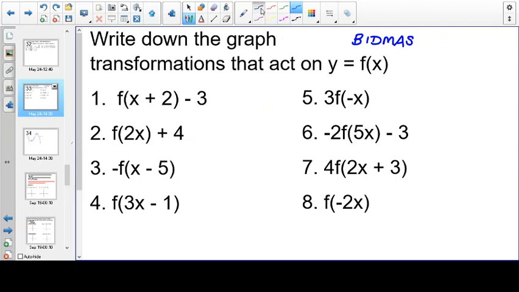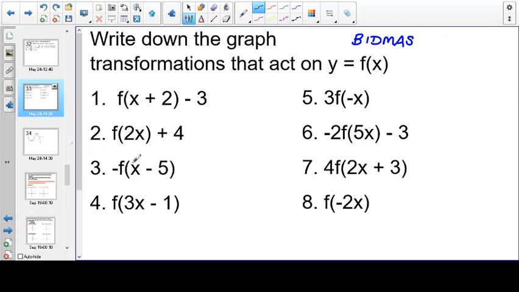Okay, so the first one, you've got a bracket and a subtract. So the brackets first, so that's a translation left 2, followed by a translation down 3. Or you could say it's a translation with a column vector -2, -3. This one, brackets first, followed by an addition. So the brackets, this is a stretch, scale factor 1/2 in the x direction, followed by a translation up 4 or 0, 4.